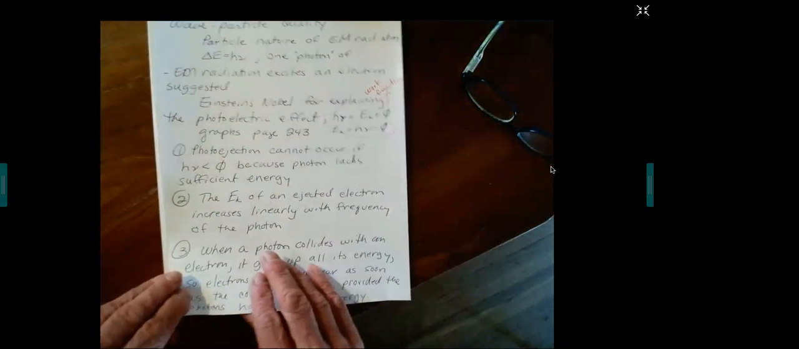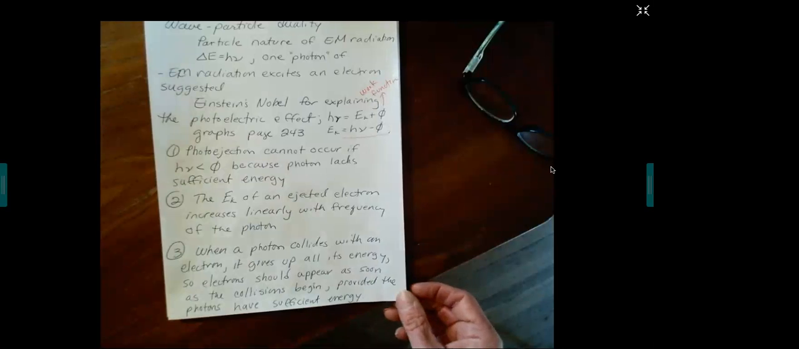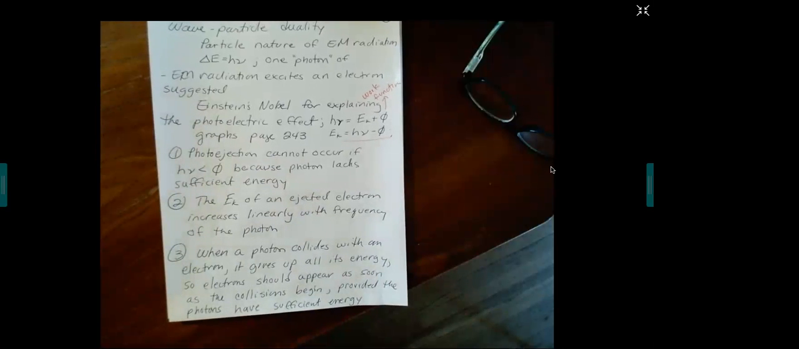So the first idea that led to quantum theory was the idea that maybe a wave can also have particle nature. That's going to lead us to ask the question, can a particle have wave nature? And then to explain the properties of electrons.